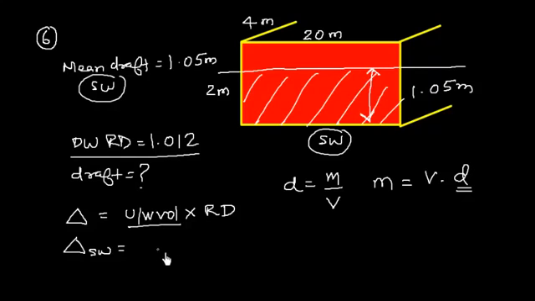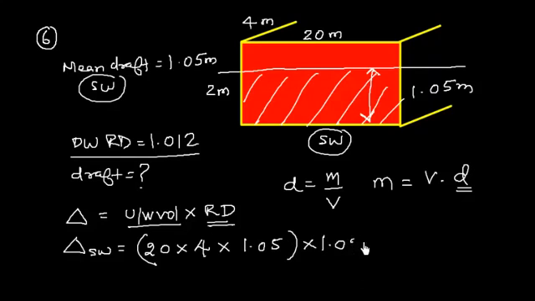which is 20 meter into 4 meter into 1.05. Well, this is the volume, 20 meter this side, 4 meter this side, and the draft is 1.05, multiplied by relative density, and we know the relative density of salt water is 1.025, and we get the displacement in tons.